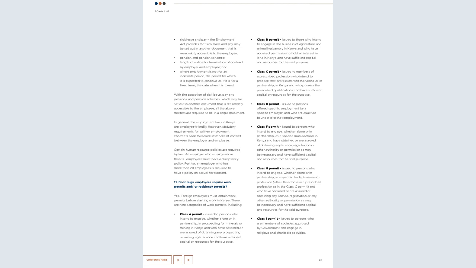Do foreign employees require work permits? Yes, foreign employees must obtain a work permit before starting work in Kenya. There are 9 categories of work permits, including Class A permits, which are issued to persons who intend to engage, whether alone or in partnership, in prospecting for minerals or mining in Kenya, and who have obtained or are assured of obtaining any prospecting or mining rights or license and have sufficient capital.